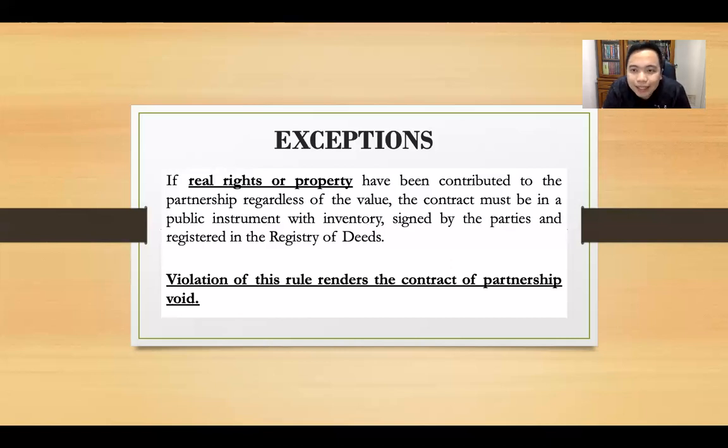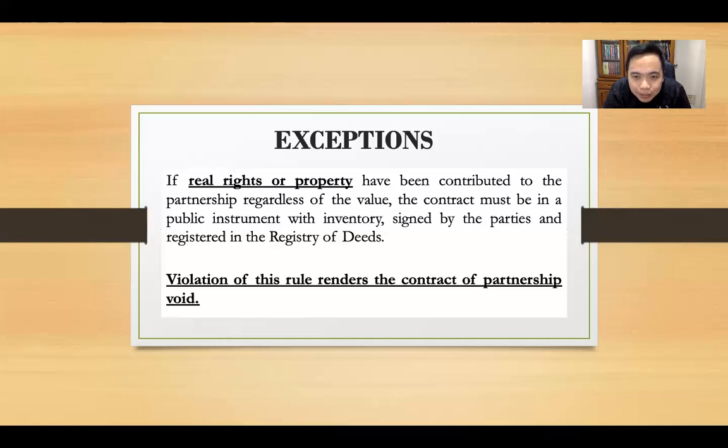Now, class, what is the consequence, for example, if the partners did not comply with the requirements imposed by law? For example, nag-contribute sila ng lupa o ng building, no? Tapos, hindi siya notaryado, the contract of the articles of partnership has not been notarized. And the inventory has not been signed by the parties and registered with the RD or the Registry of Deeds. What is the status of the contract of partnership? A, valid. B, voidable. C, unenforceable. D, void. The answer, class, is letter D, void.